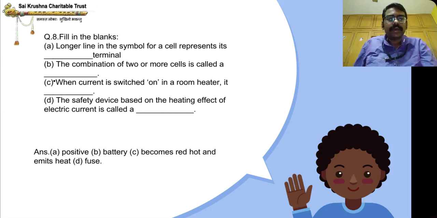When current is switched on in a room heater, it dash. It becomes red hot and emits heat. The safety device based on the heating effect of electric current is called a fuse.